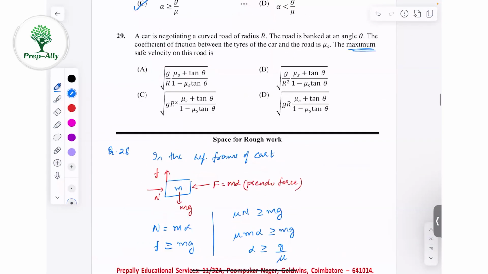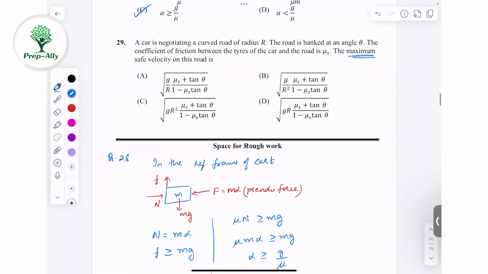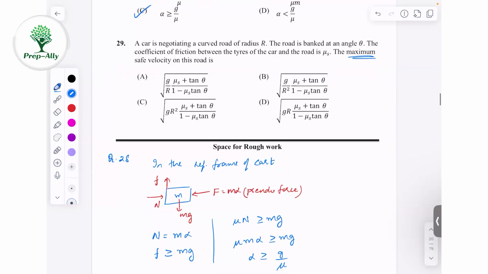A car is negotiating a curved road of radius r. The road is banked at an angle theta. The coefficient of friction between the tires of the car and the road is mu s. The maximum safe velocity on this road is.